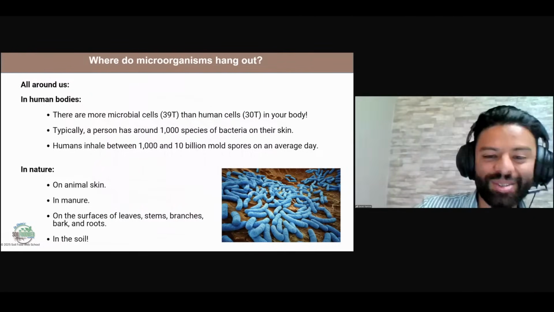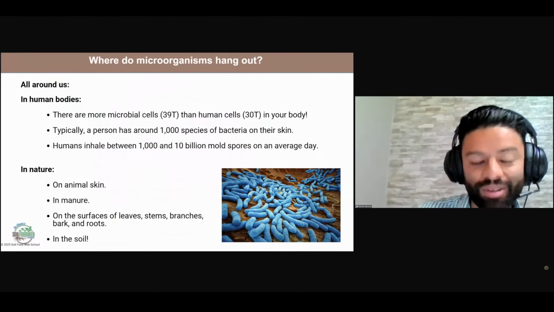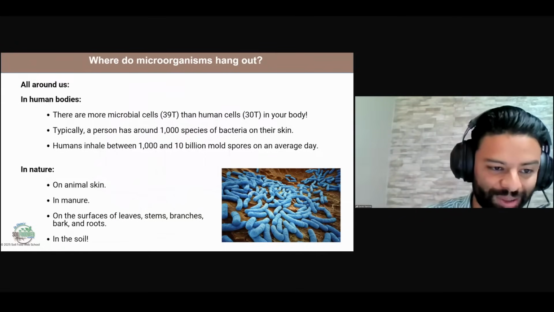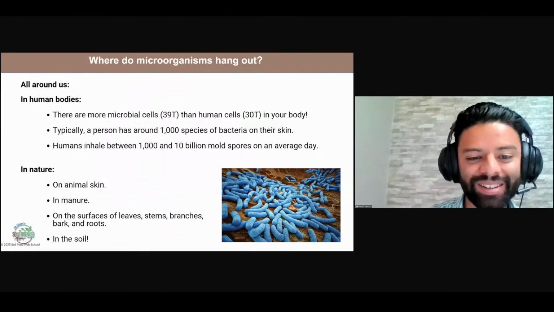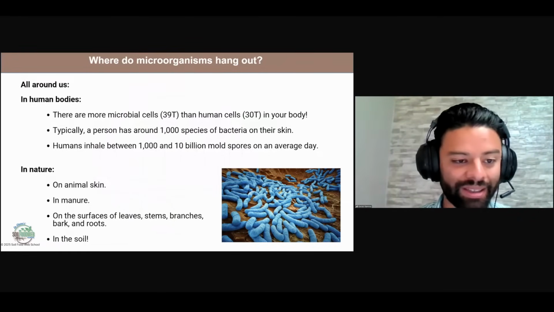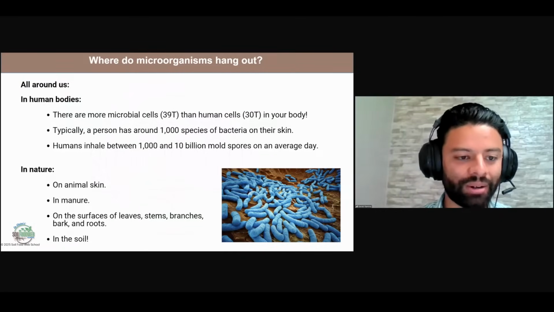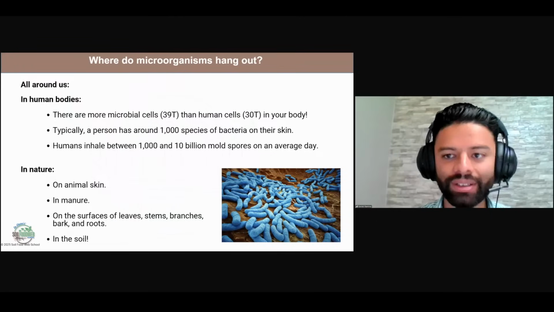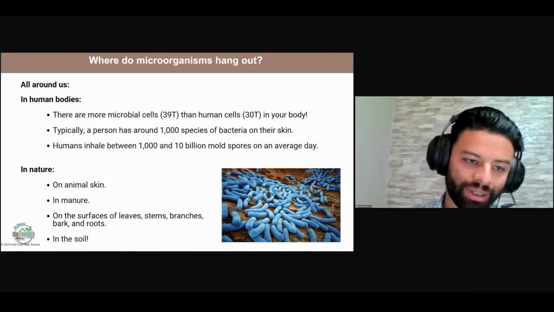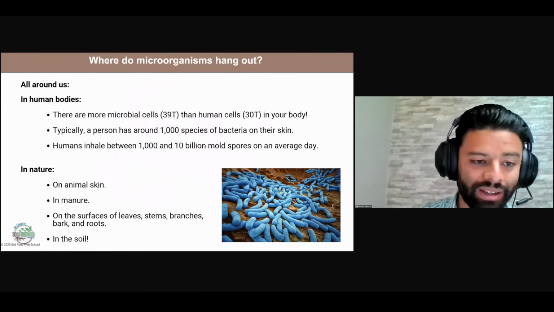Yeah. So in nature, the idea is to find those places in our system that contain those microorganisms so that we can start cultivating them and increasing the health of our soil, our plants, and increasing our health and our productivity in general. So in nature, we can find these microbes on animal skin as well, just as our skin. In manures, yeah, in animal manures.